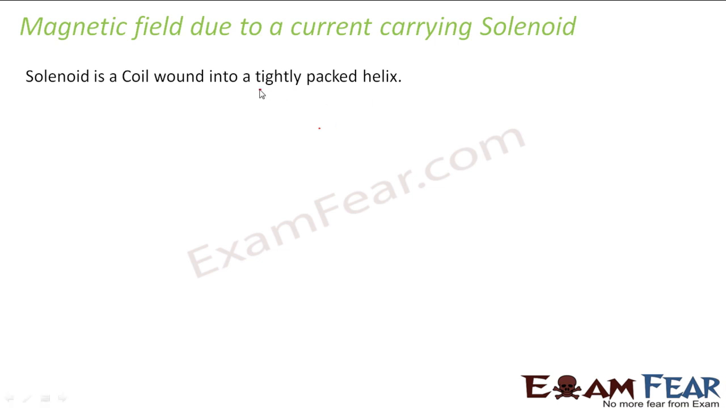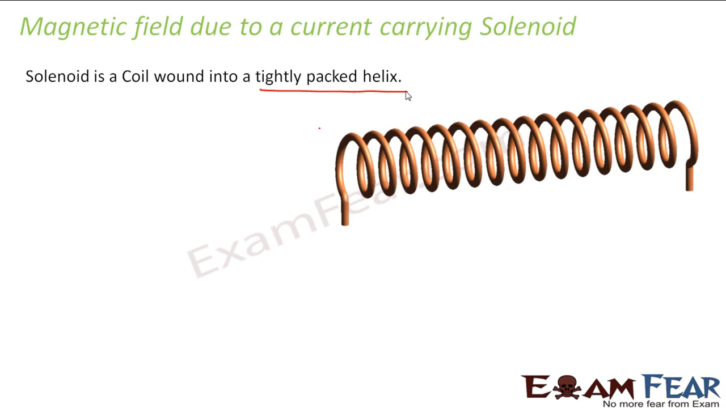What is a tightly packed helix? It is nothing but something in this pattern. Suppose you have a coil which is wound very tightly in this pattern. This pattern is known as a helical pattern, like this. So if you have any coil in this pattern, it is known as a solenoid. Now we will see what kind of magnetic field is produced with a current carrying solenoid of this form.